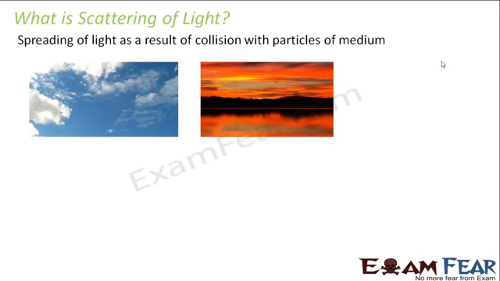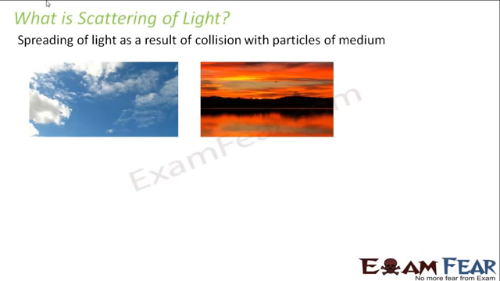It is the phenomenon of spreading of light as a result of collision with particles of medium. So scattering takes place when light collides with the particles present in a medium, and as a result light gets spread. The most common example of scattering of light is the blue color of the sky. We all can see the sky as blue. That is because of the scattering of light.